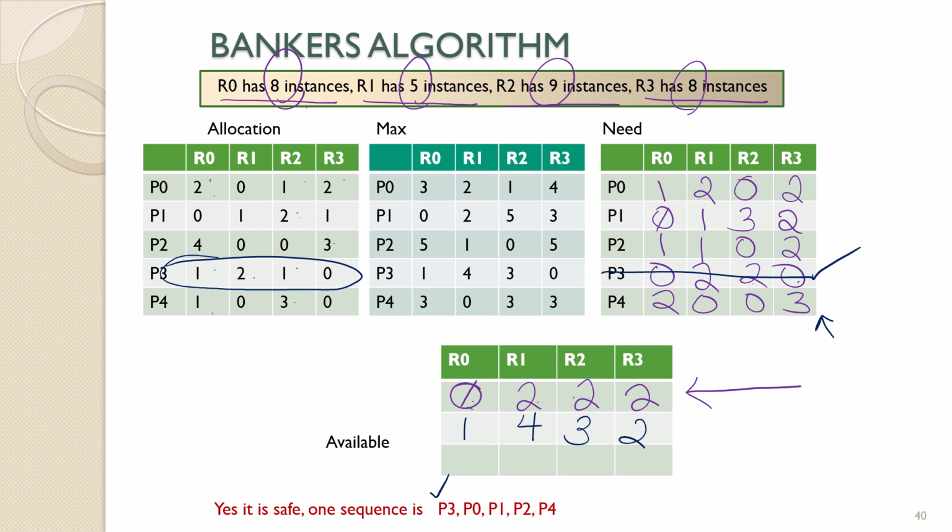And then once you do that, you will see that if I select P0 as the next one, then P0 is going to make available 3, 4, 4, 4. And once that happens, then all of them are available. So then I can pick any order, and one sequence that would be safe would be that sequence. So that is the banker's algorithm.